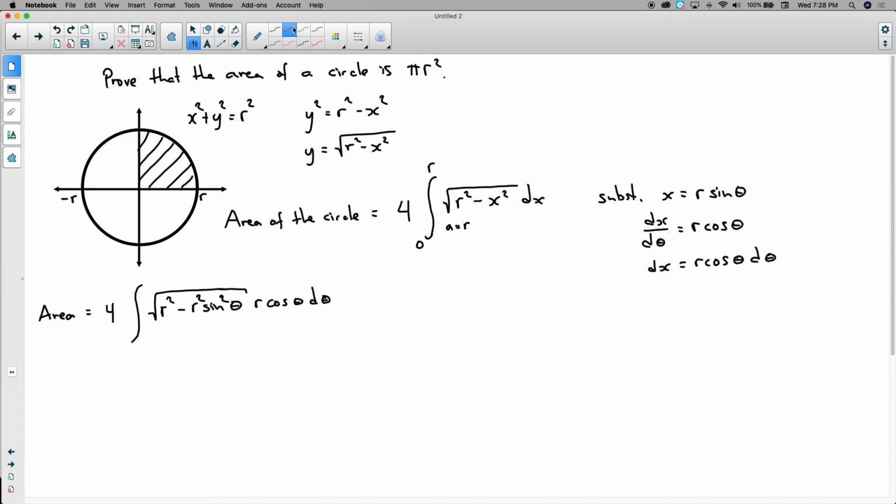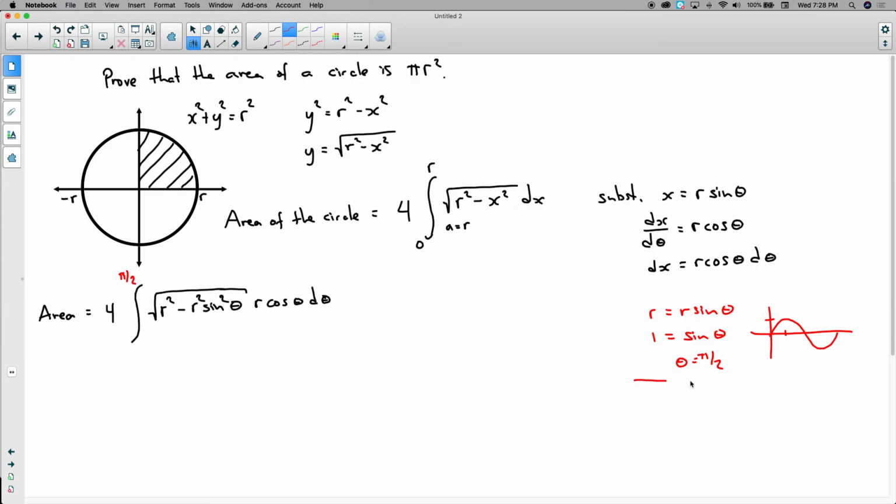So as for the top one, x is r. So dividing by r yields sine theta equals 1. And if you missed it before, the question is, for what angle is the sine equal to 1? And that's pi over 2. Okay, so the upper limit is going to be pi over 2.